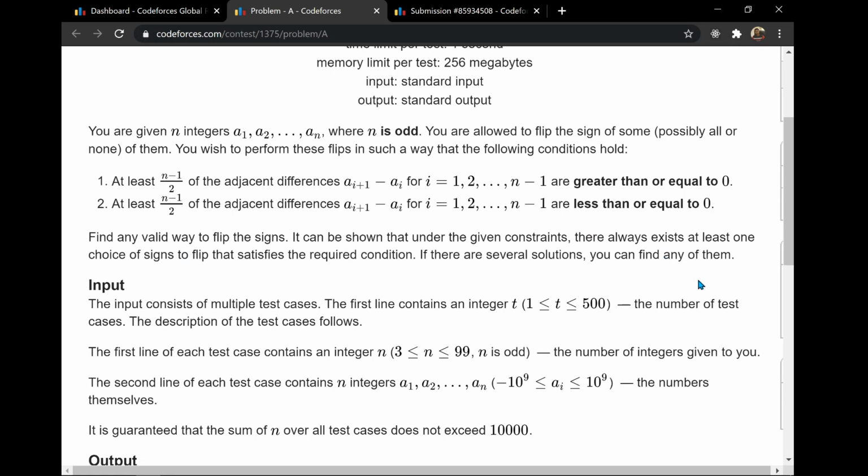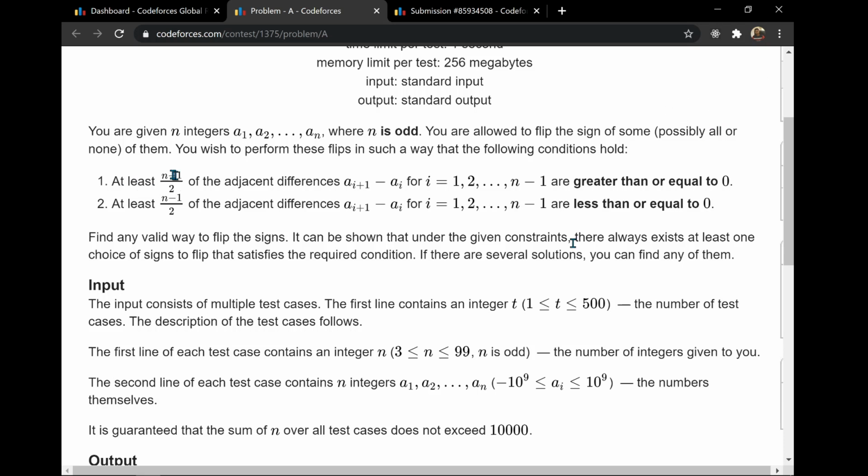You can read the problem, but if I explain the problem in simple terms without missing any important point, it is something like this. We would be given an array of length n, which would be odd. What we are allowed to do is flip some of the numbers. That means if a number was positive, we can make it negative. If it was negative, we can make it positive, or we can also leave it just like that. This was the operation we were allowed to make, and there was no restriction on how many times we can make this operation.